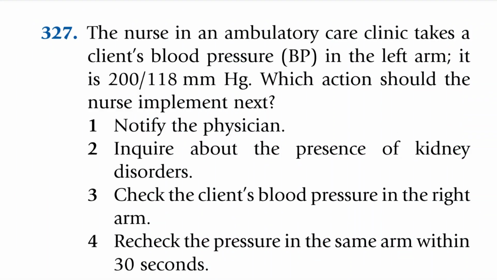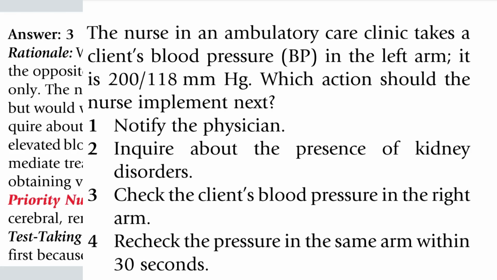327. The nurse in an ambulatory care clinic takes a client's blood pressure, BP. In the left arm, it is 200/118 mm Hg. Which action should the nurse implement next? 1. Notify the physician. 2. Inquire about the presence of kidney disorders. 3. Check the client's blood pressure in the right arm. 4. Recheck the pressure in the same arm within 30 seconds.